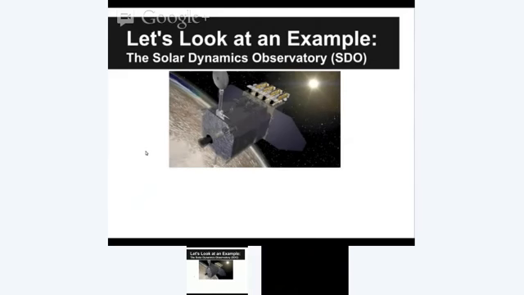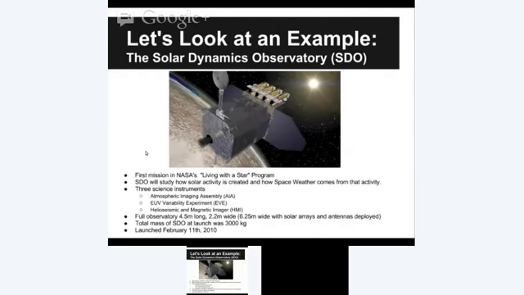All right, so let's look at an example to demonstrate this. And as Susan mentioned, we're going to talk about the Solar Dynamics Observatory. This one is near and dear to my heart because it was the last real NASA project that I worked on hands-on as an engineer before I went into management. SDO is NASA's first mission in the Living with a Star program, and that's intended to be a series of satellites that are going to take a look at how the Sun and the Earth interact with each other. Specifically, SDO is going to study how solar activity is created and how space weather comes from that activity.